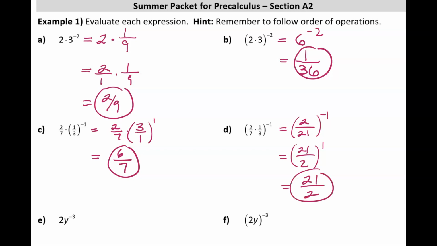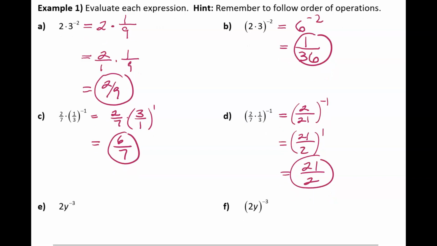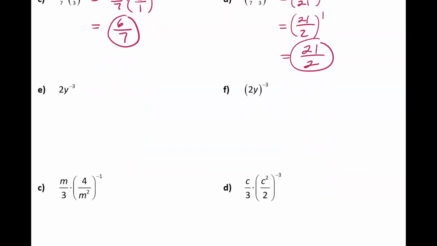Now we'll take a look at variable expressions. In E, we have 2 times y to the negative 3rd. So think of this the same way. We need to do the order of operations. That's 2 times 1 over y to the 3rd, which is 2 over 1 times 1 over y to the 3rd, or 2 over y to the 3rd.